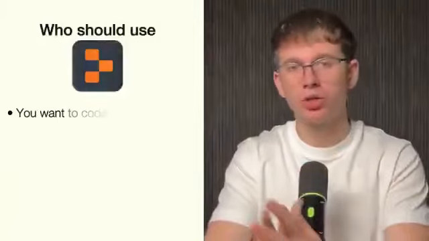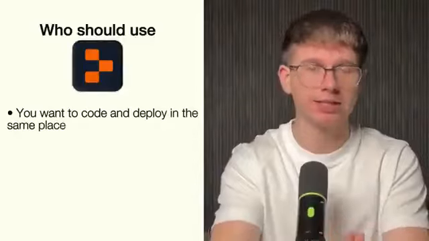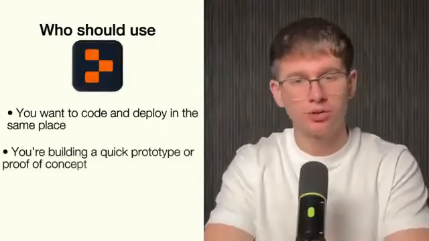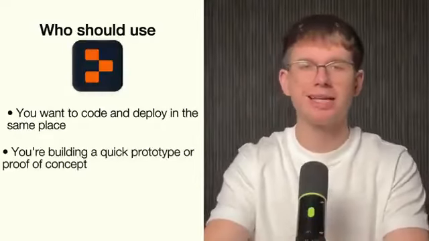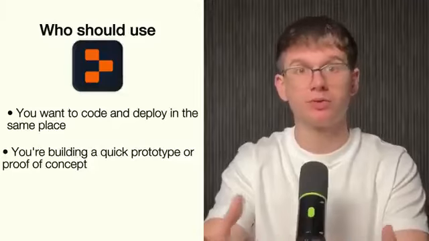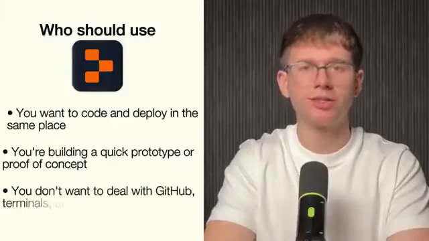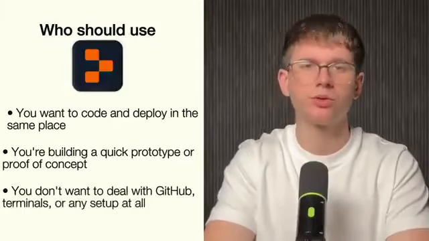Replit is great if you want to code and deploy in the exact same place. It's also best to use if you're building a quick prototype or a proof of concept for something, because it has the agentic feature, which allows us to vibe code different software as well. And it's also great if you don't want to deal with GitHub itself or terminals or any setup at all.